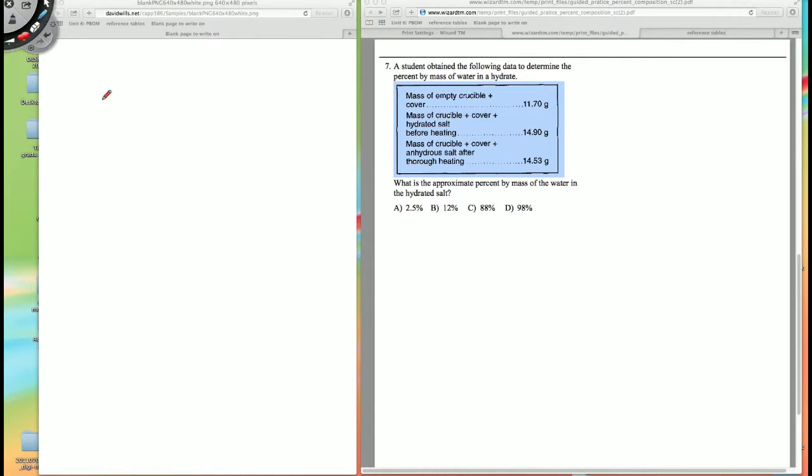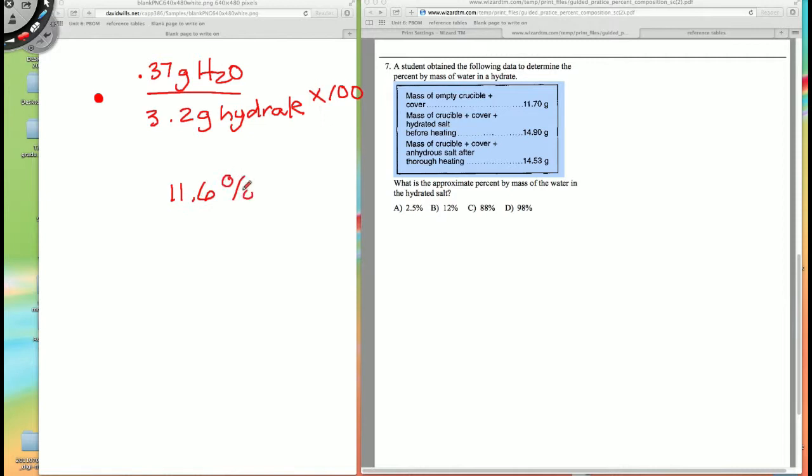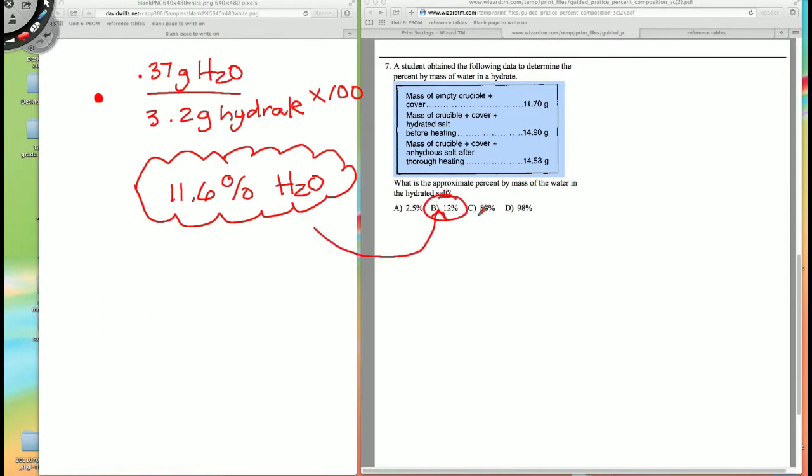Let's see. 0.37 grams of water over 3.2 grams of hydrate times 100, and we're going to get 11.6% water. Okay? So try that on your own, see if you can get those, and when you get 11.6%, you can look over here and it's approximately 12% on the answers.